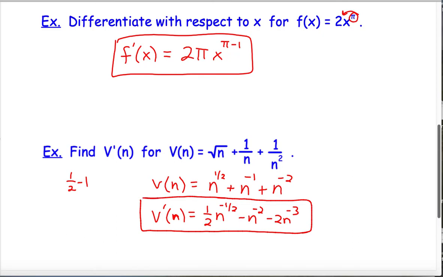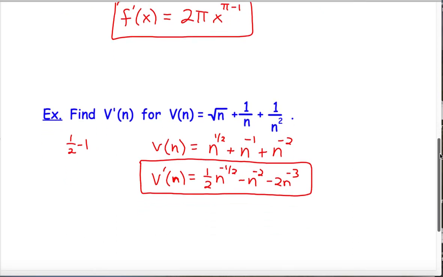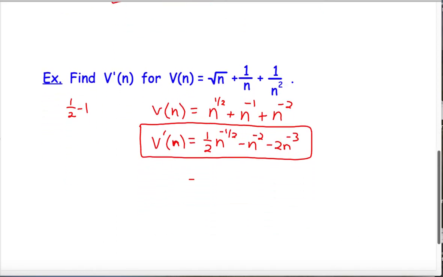Now you can write your answer like that, and that's fine. Or if you wanted to, you could write it as 1 over 2 times the square root of n, so 1 over 2n to the 1/2, or square root of n, minus 1 over n to the positive second power, minus, now the 2 doesn't have the exponent of negative 3, so the 2 is in the numerator, and then n to the positive 3 is in the denominator. So that would be fine as well.